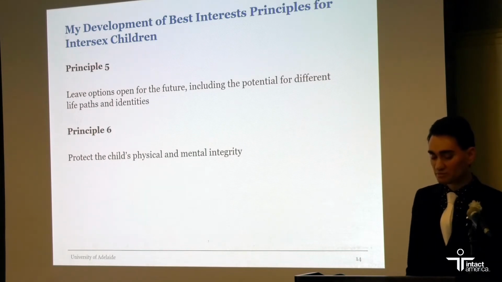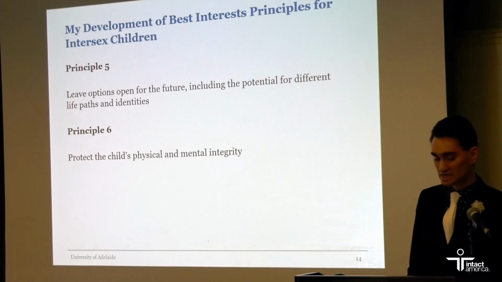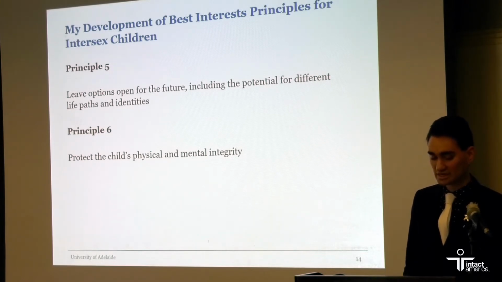Principle 5 promotes leaving options open for the future, including the potential for different life paths and identities. This principle is broad so as to include intersex people who are LGBT or intersex people whose genitalia do not traditionally conform to the person's identity. Leaving options open for the future is a means to protect a child's physical and mental integrity, which is Principle 6. Physical and mental integrity safeguards the inviolability and intactness of the body, thus preserving bodily autonomy, and protects individuals from bodily harm, non-consensual interferences, and psychological suffering.